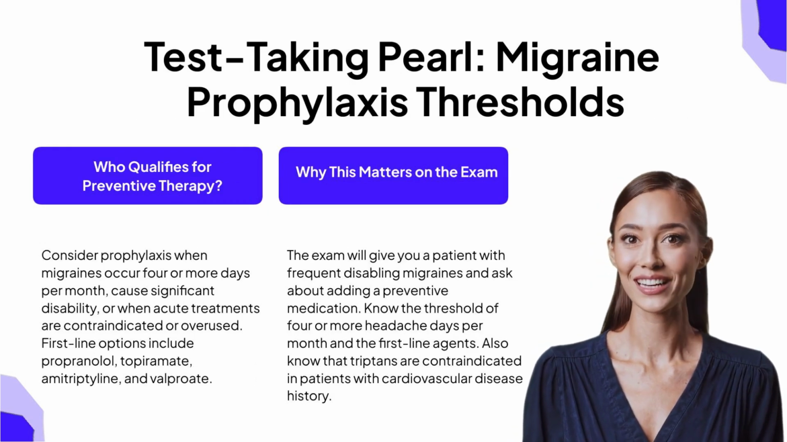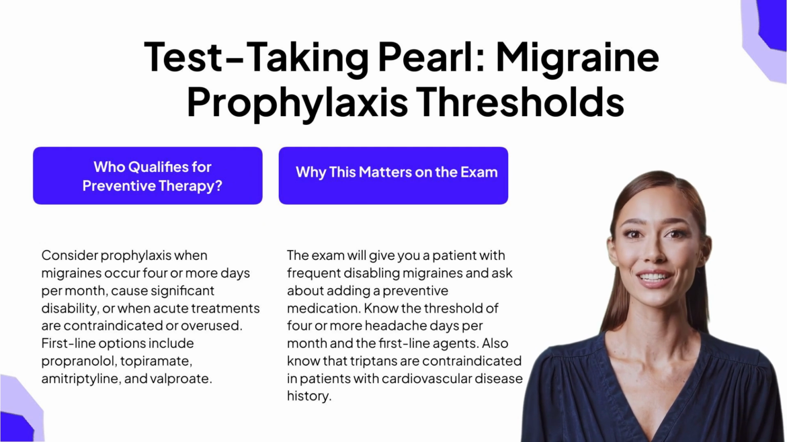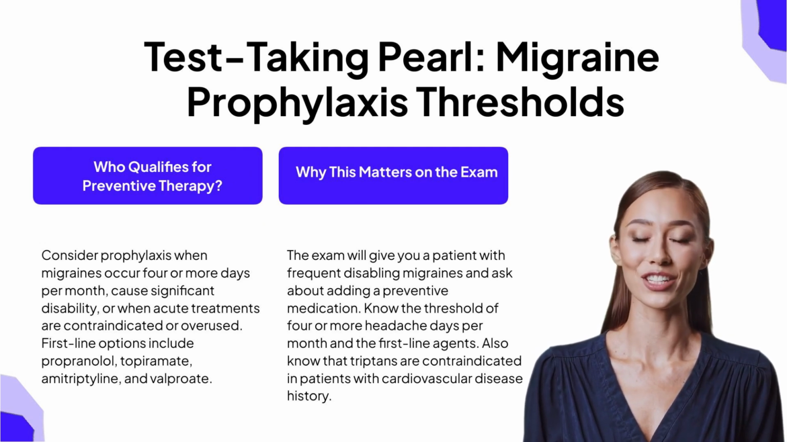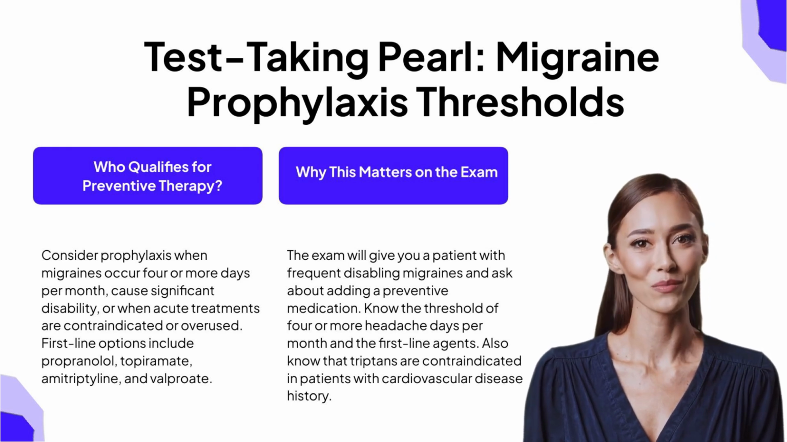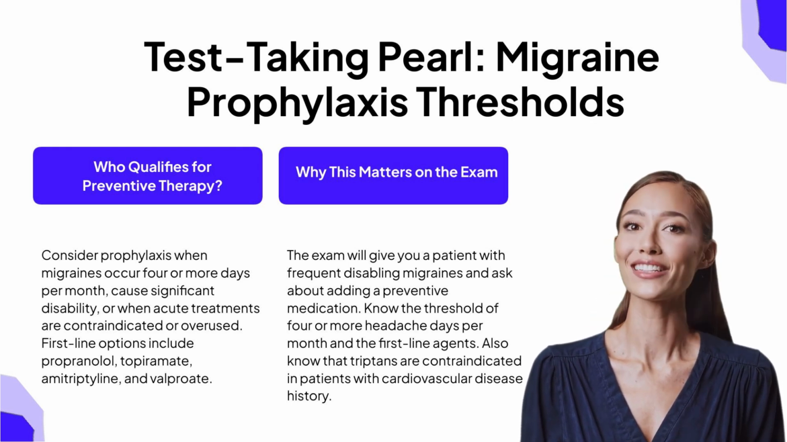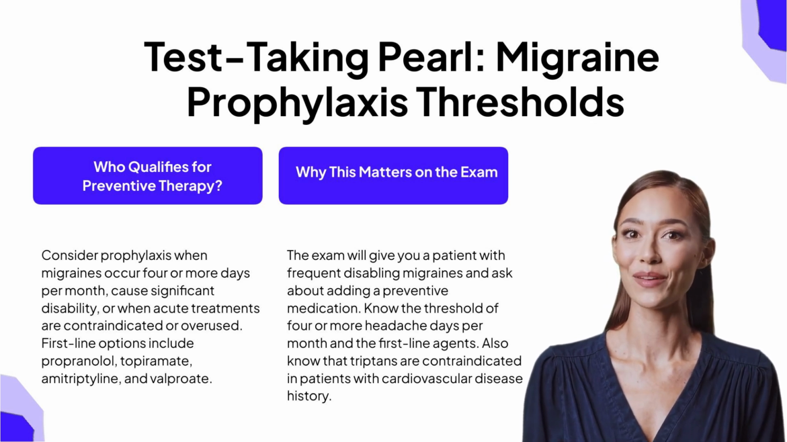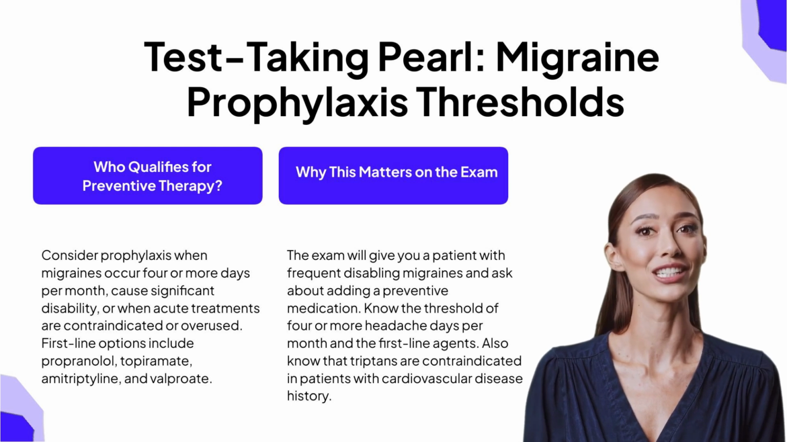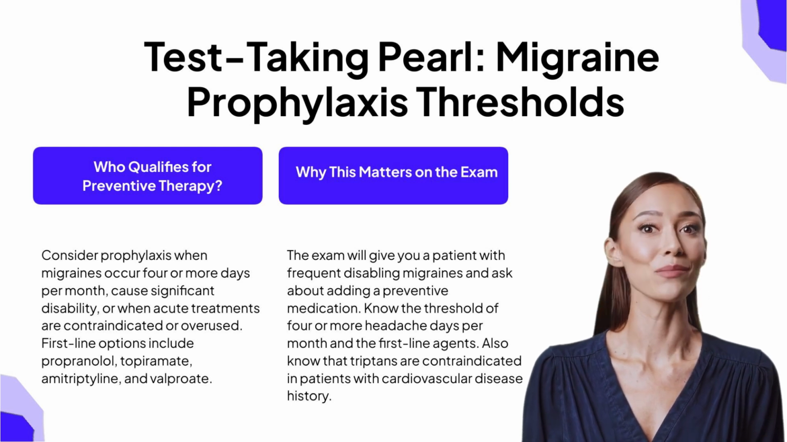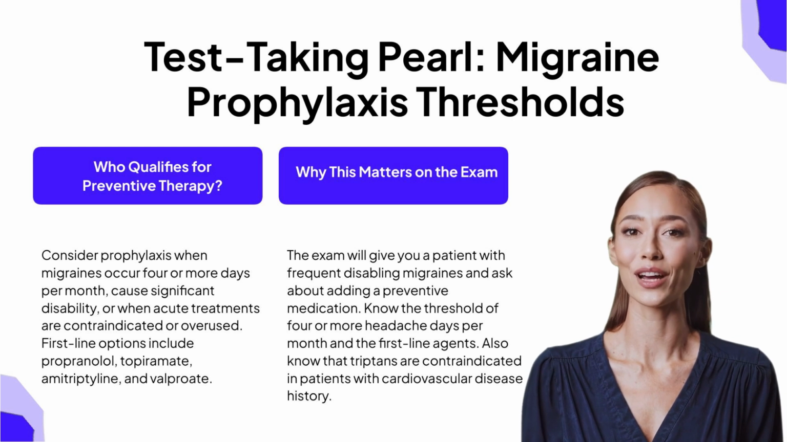Here is an important test-taking pearl about migraine prophylaxis. The board exam loves to ask when to start preventive therapy. The threshold to remember is 4 or more migraine days per month, significant disability despite acute treatment, or when acute treatments are contraindicated or being overused. First-line preventive agents include Propranolol, Topiramate, Amitriptyline, and Valproate.